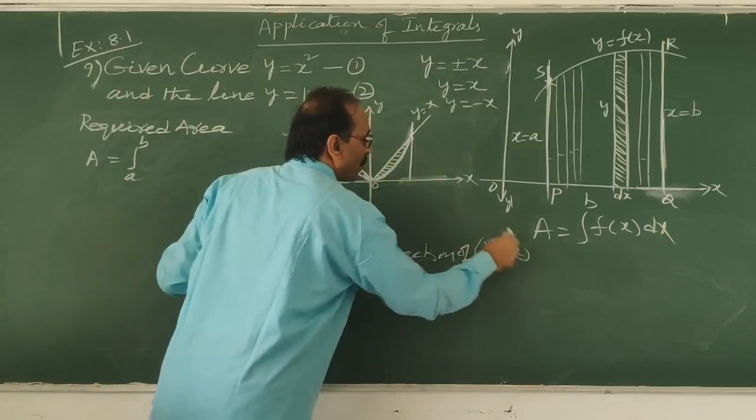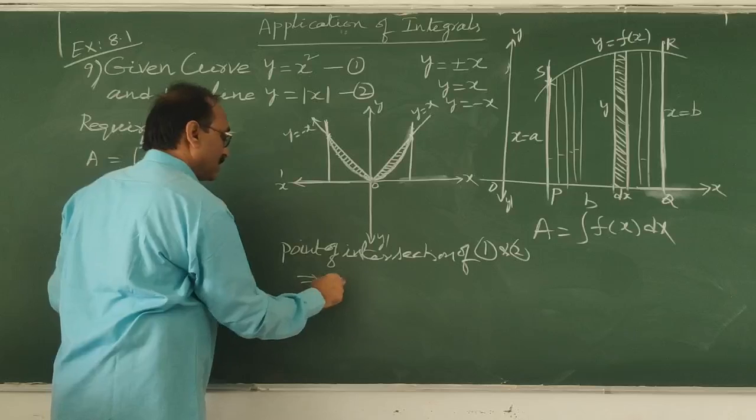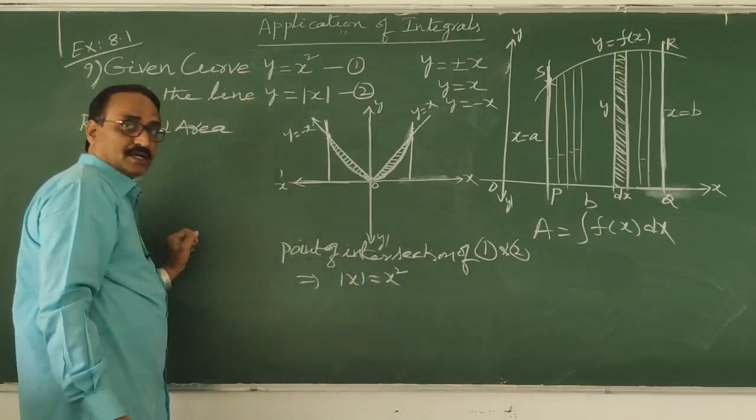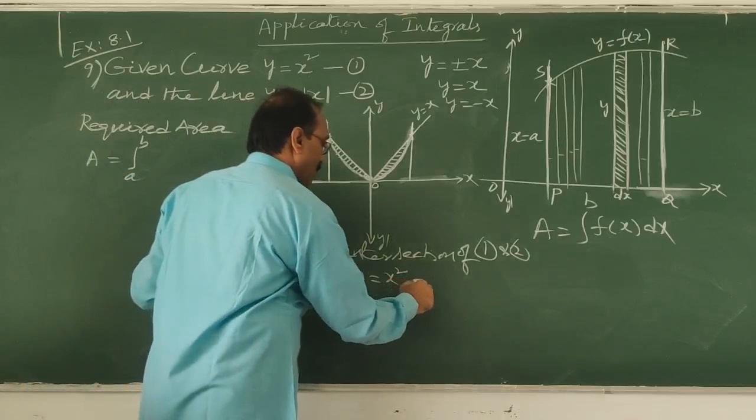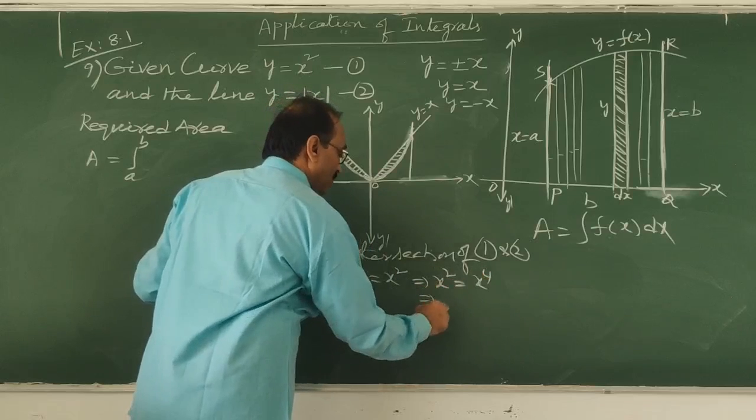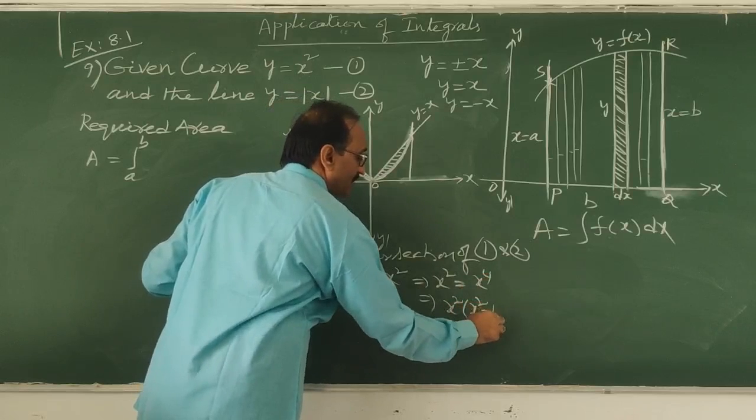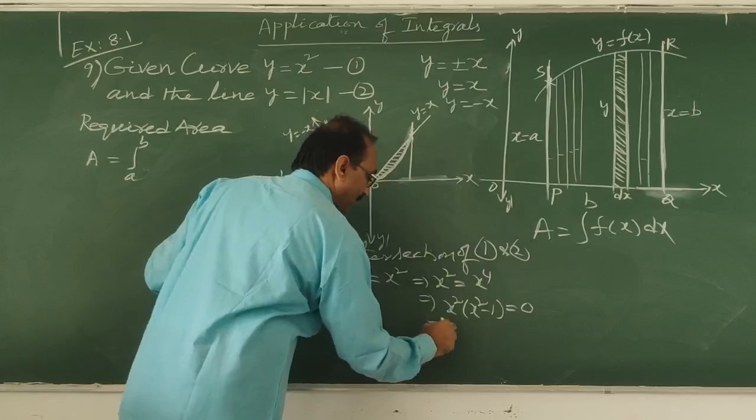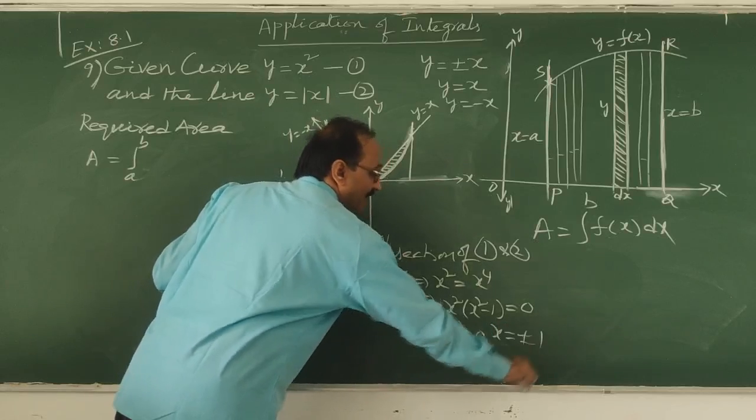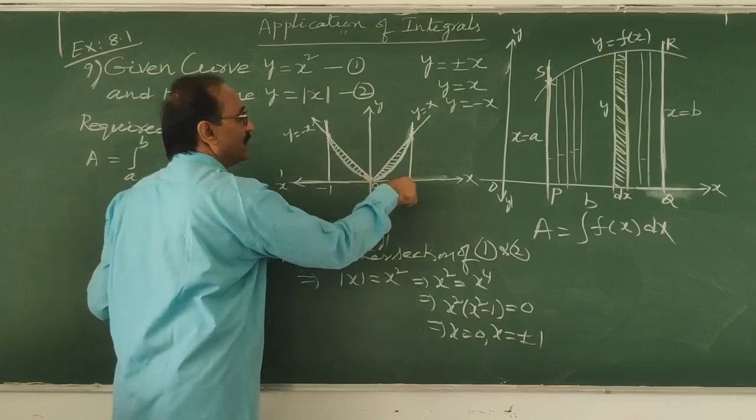So what you should do, wherever y is there you write mod x. This implies mod x is equal to x square. If you square on both sides, mod will go, x square is equal to x power 4. Means if you take x square common, you take this that side, x square into x square minus 1 is equal to 0. This implies x is equal to 0 and x is equal to plus or minus 1. 0 already is there. So this is minus 1, this is 1.